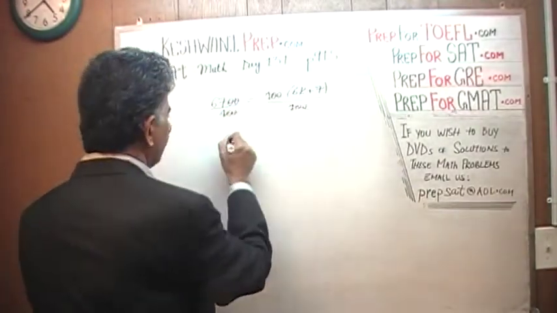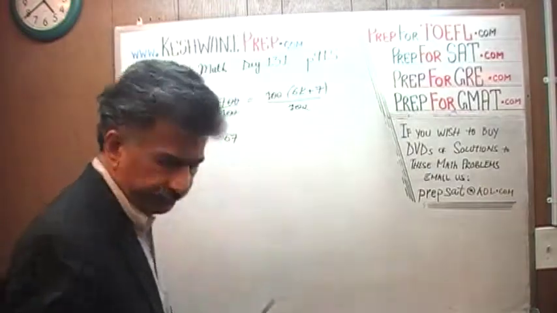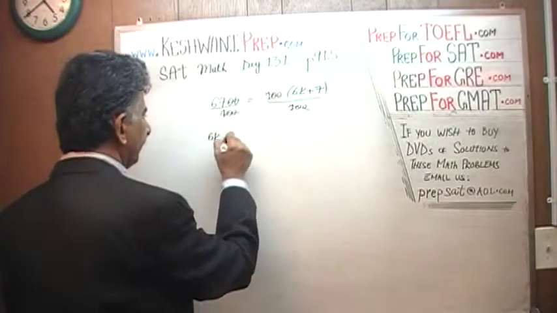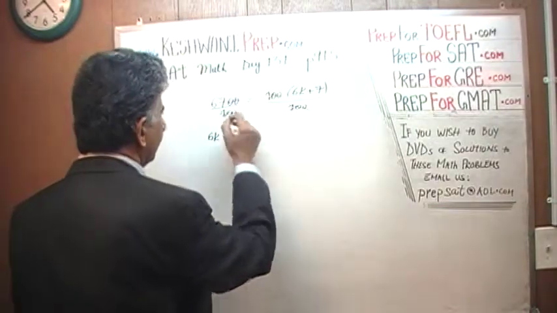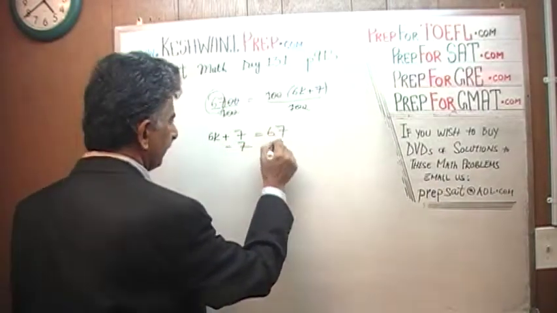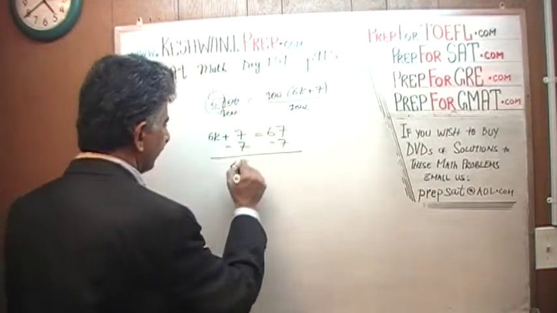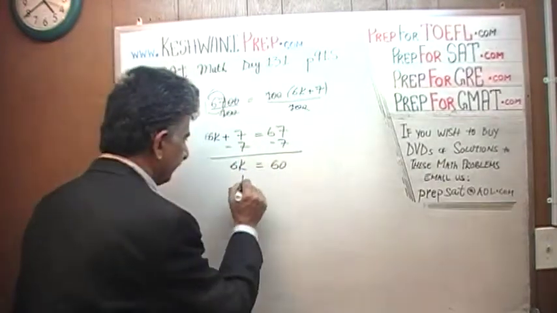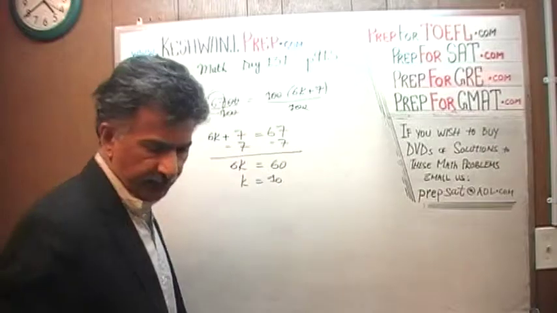So 6k plus 7 equals 67. Subtract 7 from both sides and we end up with 6k being equal to 60, and therefore k equals 10. K equals 10, and the answer is C.